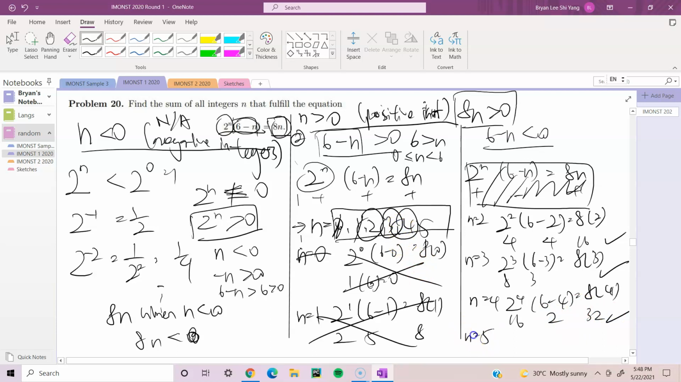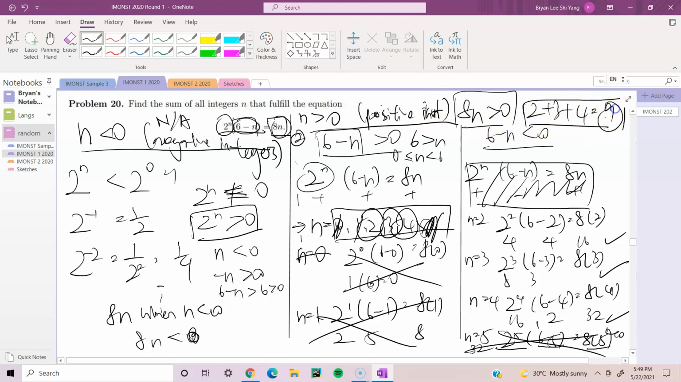Lastly, we have n equals to 5, 2 to the power of 5 times 6 minus 5 equals to 8 times 5. Is this correct? So we would have 32 times 1 equals to 40, which is not correct. So this one is not correct. So we have 2, 3, 4 as our only cases. So what is the sum of all the integers that fulfill the equation? We just need to add up 2, 3, and 4. 2 plus 3 plus 4 is just 9. So we have solved question 20.